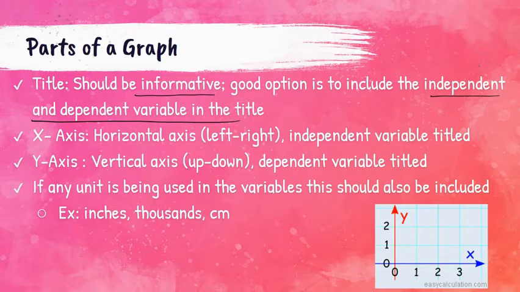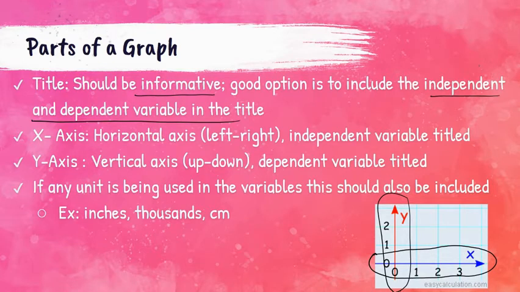Next item is looking at the axes. When we look at a graph, we have the x-axis, which is the horizontal axis going left to right. That axis is always going to be for the independent variable, and it should be titled. Then we have the y-axis. That's going to be our vertical axis going up and down. And that axis is always going to be for our dependent variable, and that also should be titled.